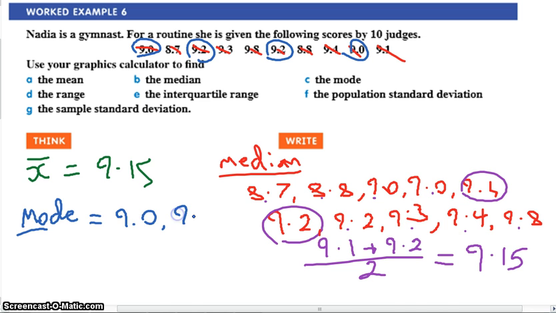9.0, 9.2. That's the correct way to write it down. Just put a comma in between, or you can write and. Doesn't matter. You can have as many modes as there are. Okay? You can have one, or you can have lots.